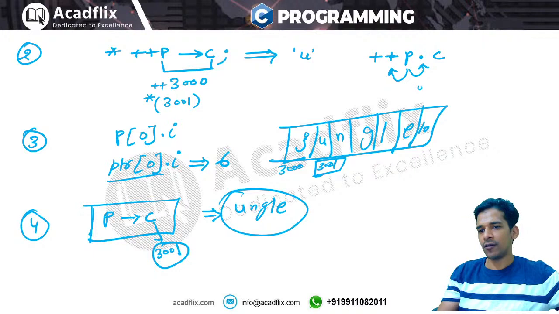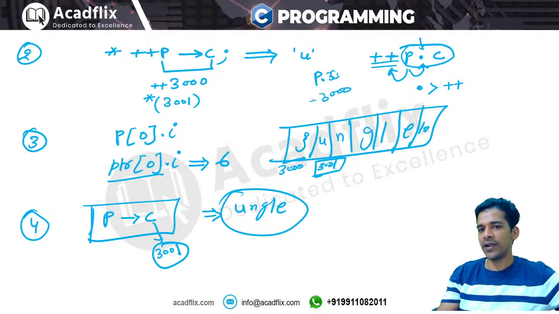And remember that the dot operator has higher precedence than the plus plus. That means first you will apply the dot operator, then you will apply the plus plus operator. So first you will find out p dot c, and then you will increment it, right? So we know that p dot c is nothing but 3000, है ना? Then you will increment it, plus plus 3000, that means now c will become 3001. C will be pointing to now 3001. So because of this reason we got UNGLE.